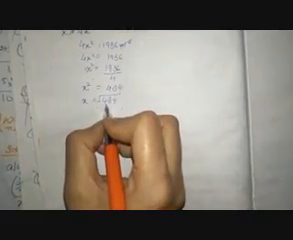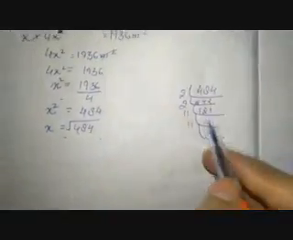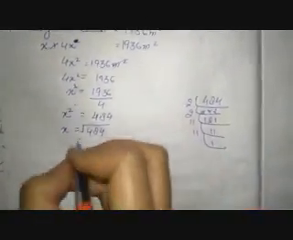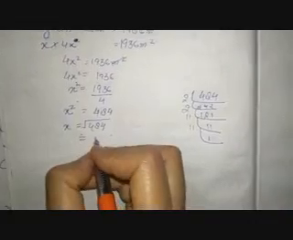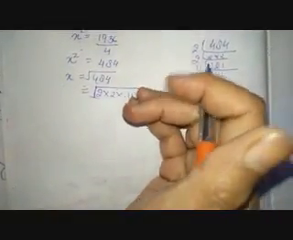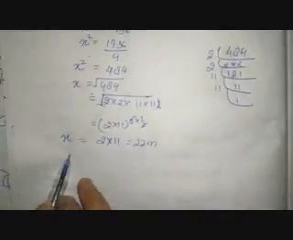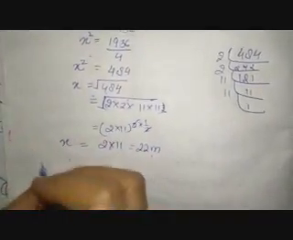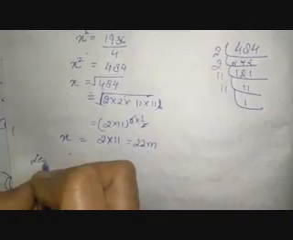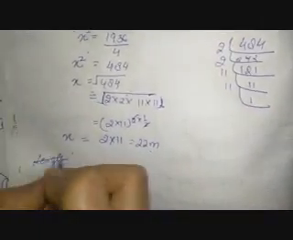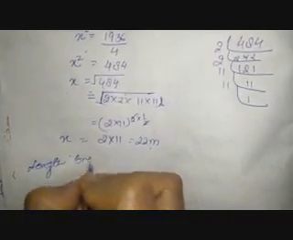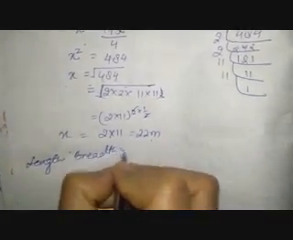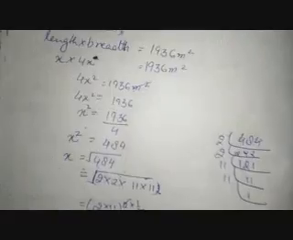Breadth is equal to root 484. Now I will take the prime factorization of 484. I have factorized. I can write it like this. So x is equal to 22 meter, that is breadth is equal to 22 meter. Here I have mentioned that x is equal to breadth.